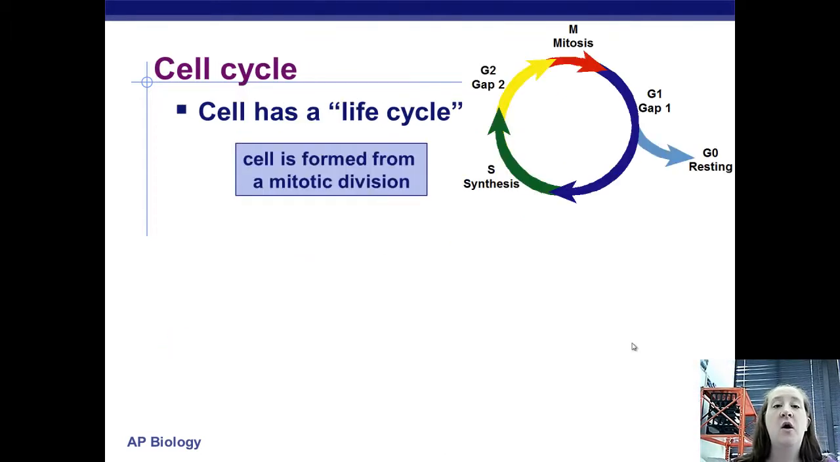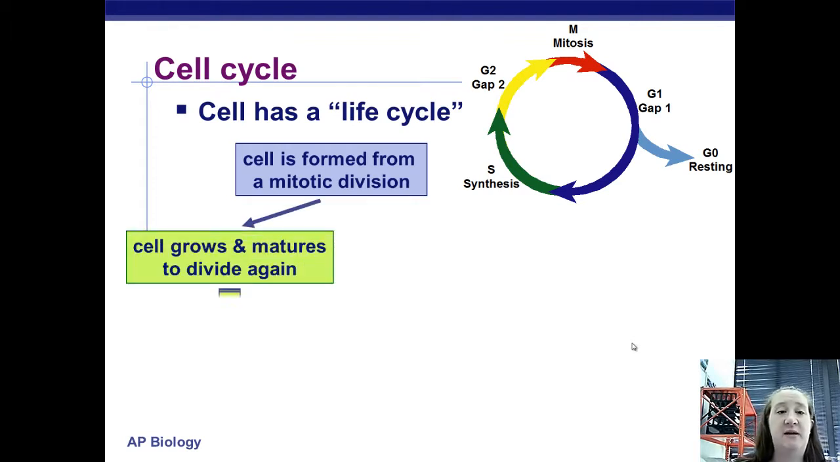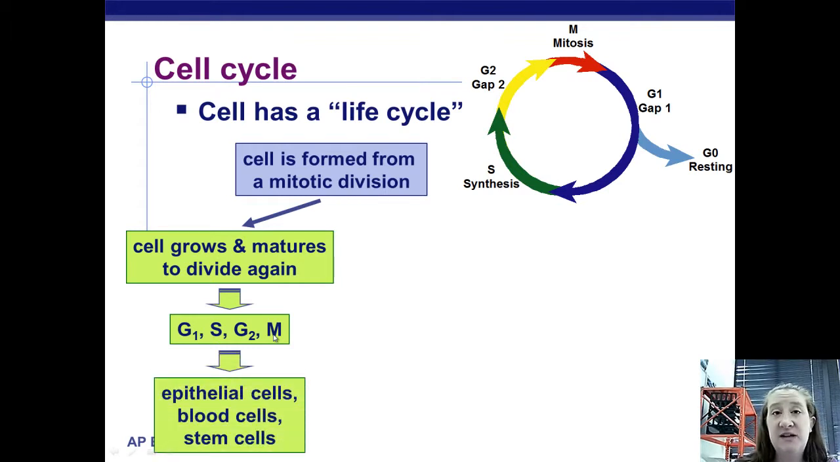Okay? All right. The cell has a life cycle, so that's what we call the cell cycle, is overall the life cycle of the cell. Once a cell is formed, it has a couple different pathways it can go on. It can grow, mature, and divide again. So it's going to go through all the phases of interphase and then mitosis. So the phases of interphase are G1, S, and G2, and then M is mitosis, or the actual division part. Okay? And the types of cells that do that in your body, here's just a few examples.